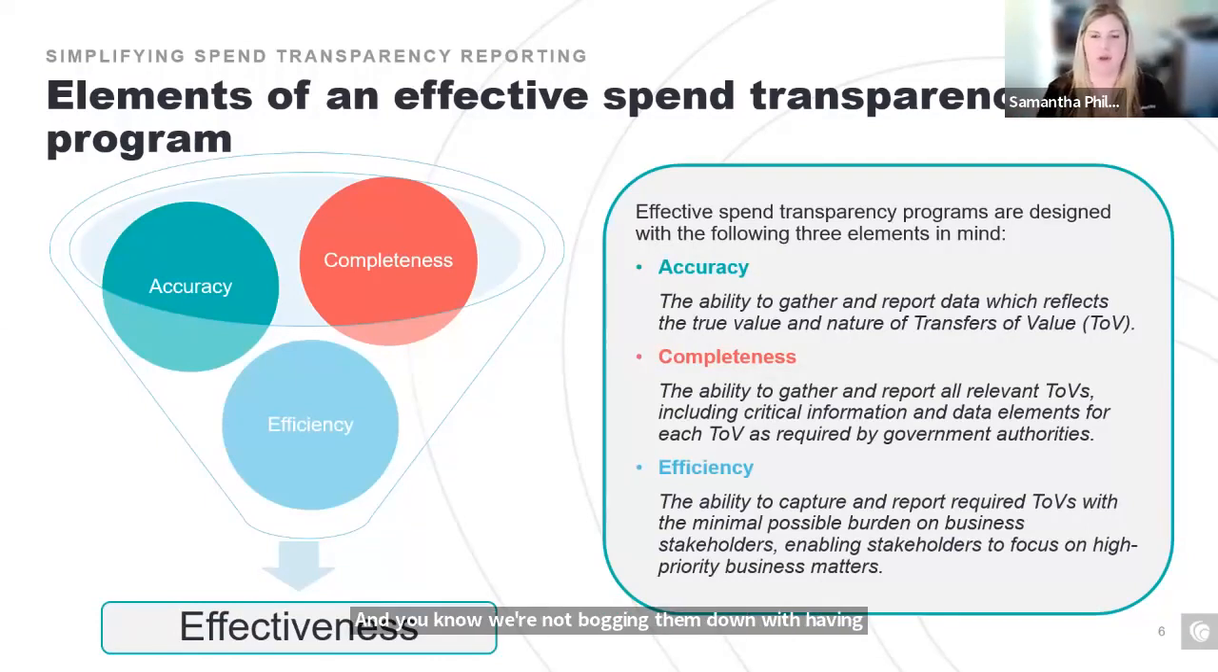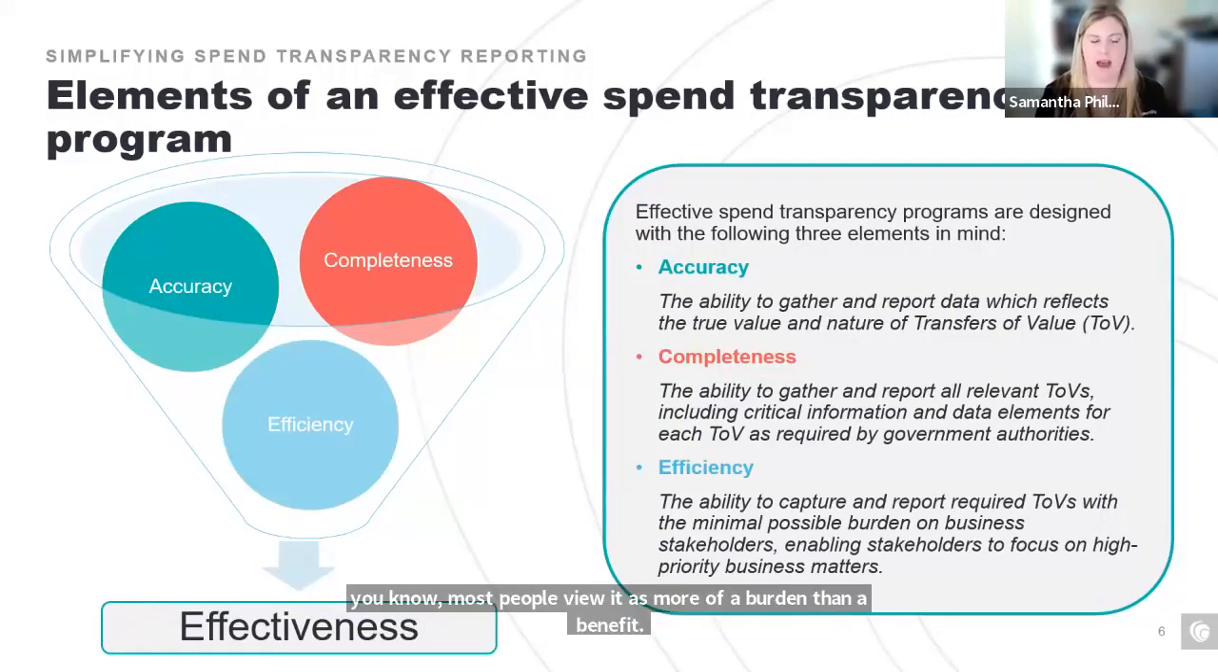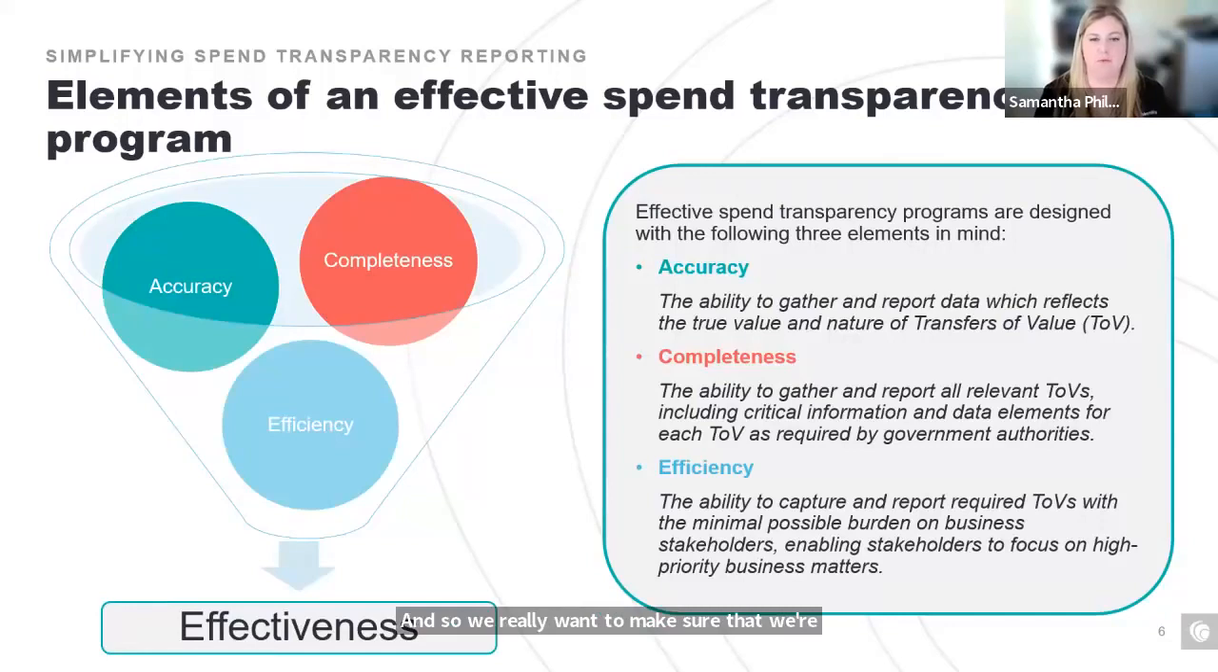So how do we ensure that we're implementing a program which is self-sustaining, and we're not burdening the business? As I mentioned before, spend is a necessary evil, right? It's good data, it's interesting data, but at the end of the day, most people view it as more of a burden than a benefit. And so we really want to make sure that we're approaching it in a way that is fit for purpose, where we can meet the requirements, but also aren't being unnecessarily burdensome to the rest of the organization.